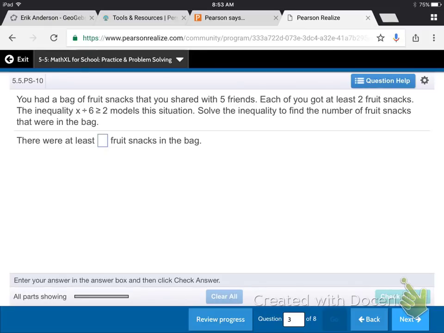You're doing good. Now this one, what does it say? It says you had a bag of fruit snacks that you shared with 5 friends. Each of you got at least 2 fruit snacks. The inequality is x divided by 6 is greater than or equal to 2 because, remember, boys and girls, when we say at least, we mean greater than or equal to. So that's the model, and then it says solve the inequality to find the number of fruit snacks that were in the bag. So let's write it down.